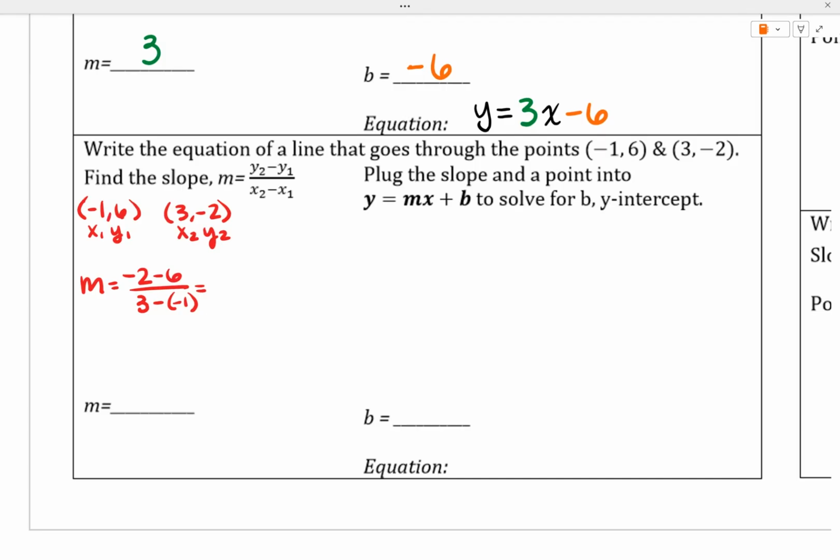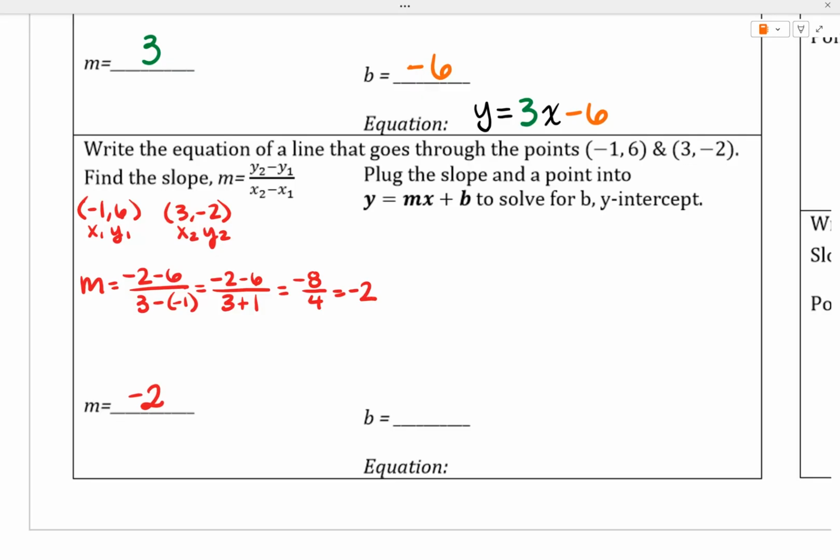When we have minus a negative, you have to be real careful. Minus a negative, this double negative, does make it a positive, as long as you're typing it into your calculator very carefully and using the negative symbol and the subtraction symbol, you should be okay. So that means we have -2 minus 6 over 3 plus 1. Minus a negative makes plus. So we have -2 minus 6 gives us -8 over 4, which turns into -2. So my slope is -2.